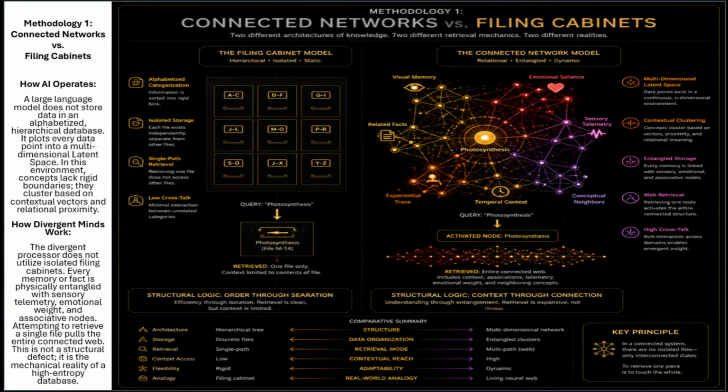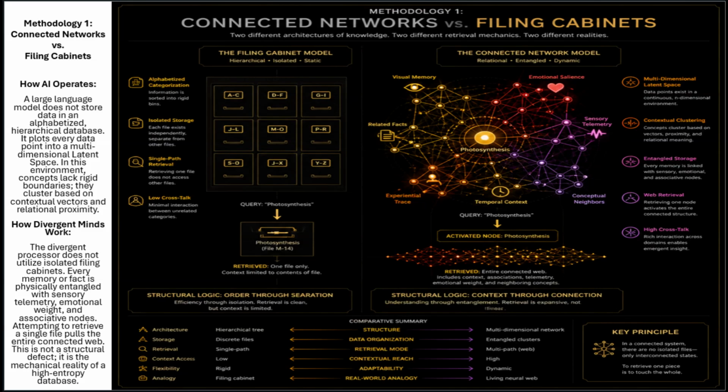Methodology 1. Connected networks versus filing cabinets. How AI operates. A large language model does not store data in an alphabetized, hierarchical database. It plots every data point into a multidimensional latent space. In this environment, concepts lack rigid boundaries; they cluster based on contextual vectors and relational proximity.